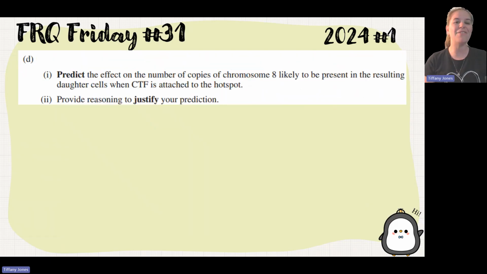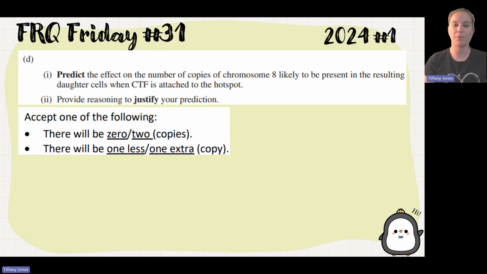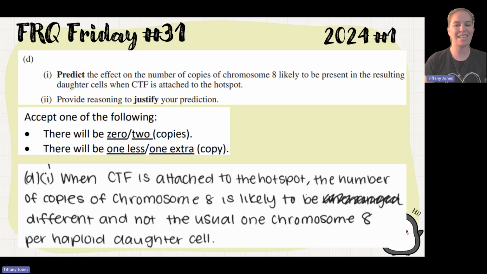So part D, predict the effect on the number of copies of chromosome 8 likely to be present in the resulting daughter cells when CTF is attached to that hotspot. Okay, so if we're seeing that there's a decrease in crossing over, then there should be 0 or 2 copies, or there would be 1 less or 1 extra copy. If we're not having that crossing over taking place, the logic is that the chromosomes are not going to be able to separate during meiosis.